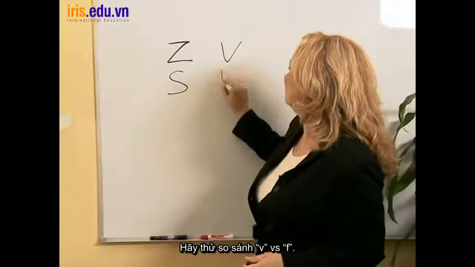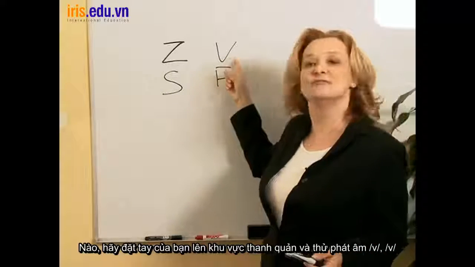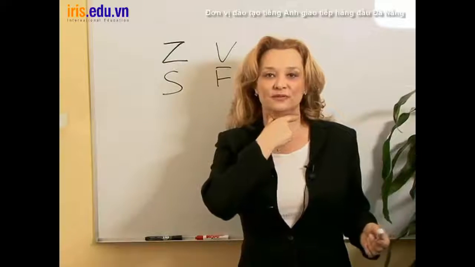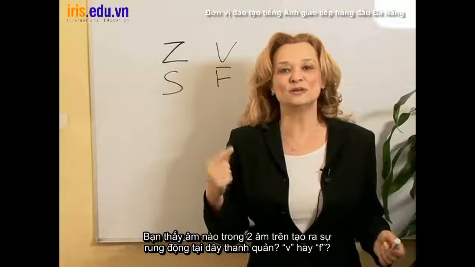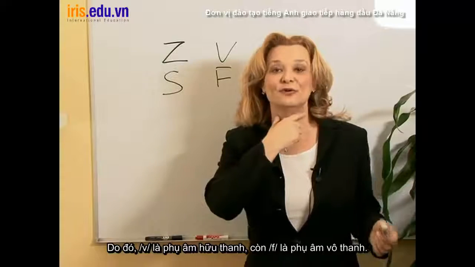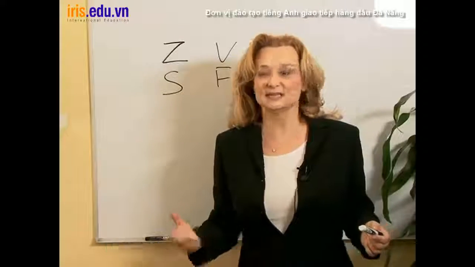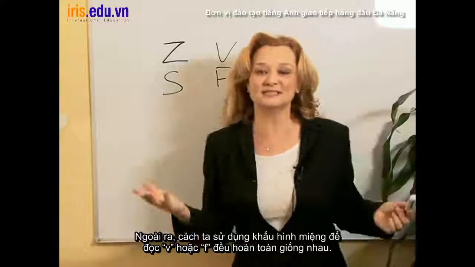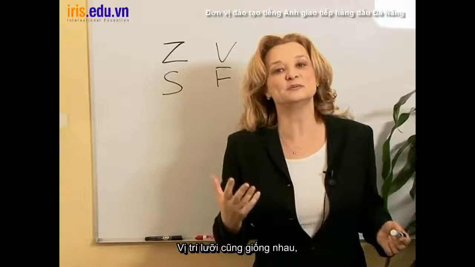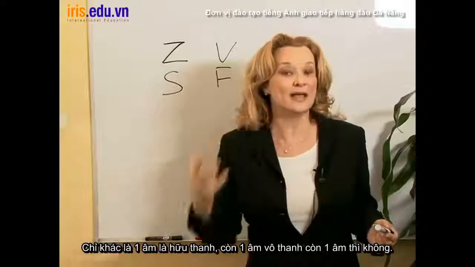Let's try another one. Let's compare V and F. Put your fingers on your vocal cords again, and let's say V. V, V, V. Now let's try F. Which one of these sounds has the vibration in the vocal cords, V or F? V, of course. Therefore, V is a voiced sound, and F is voiceless. Other than that, the V and the F are exactly the same. Look at my lips. V, F, V, F. The position of the lips is the same, except one is voiced and one is voiceless. One uses the vocal cords and one doesn't.